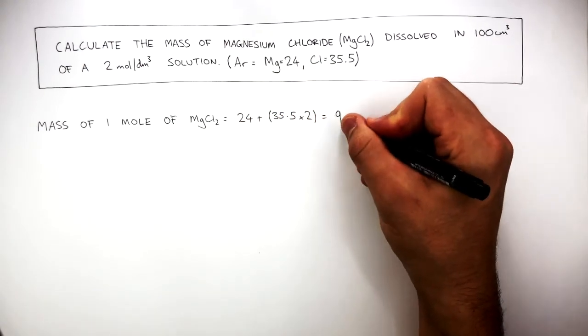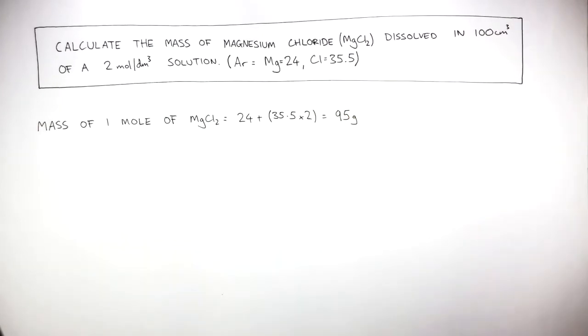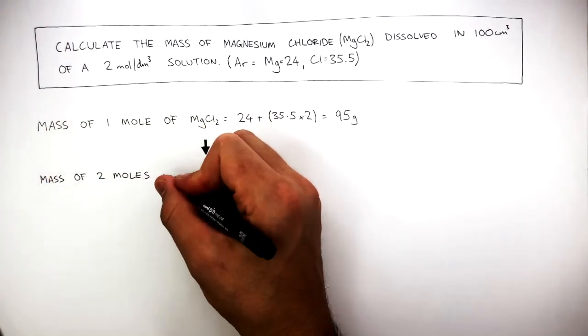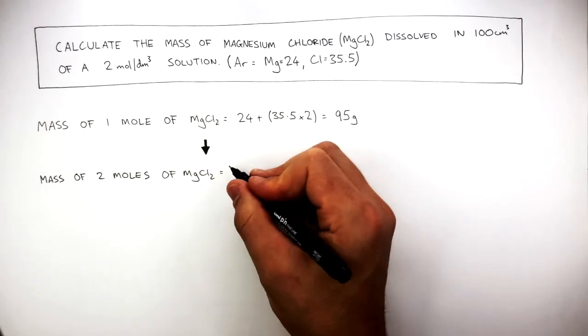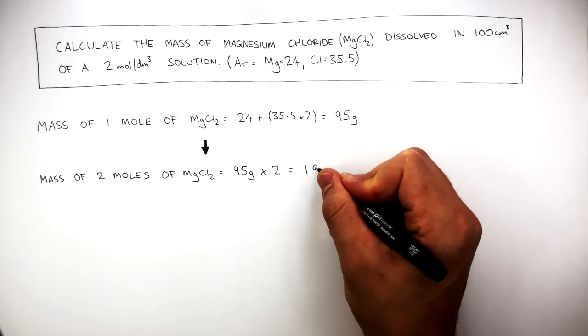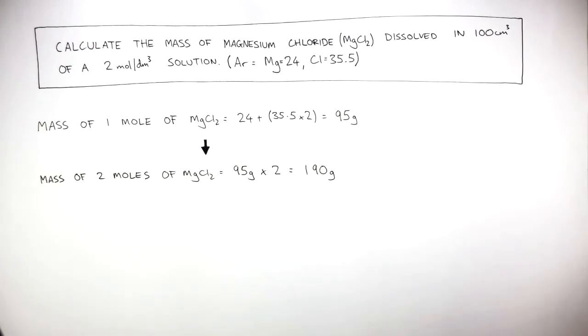This equals 95 grams. Because the question says a 2 mole per decimeter cube solution, we have to figure out what is the mass of 2 moles of magnesium chloride, and this is done by doing 95 grams times 2, which equals 190 grams. This is 2 moles of magnesium chloride.